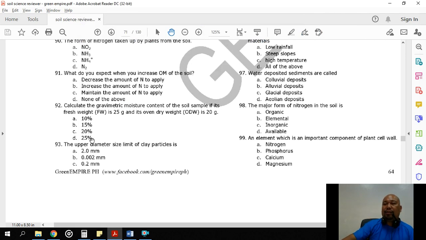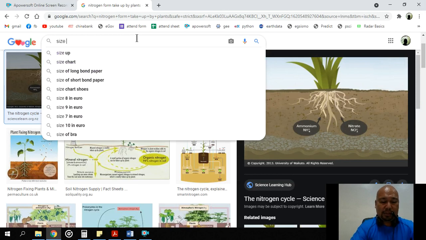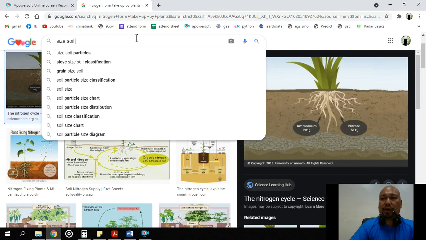Next, 93. The upper diameter size limit of clay particles is 0.002. I think the straw is visible. It's 0.002 because we have no lower size limit, since they are basically so small that they are called colloidal particles. But to be sure, let's look at the soil particle size classes.